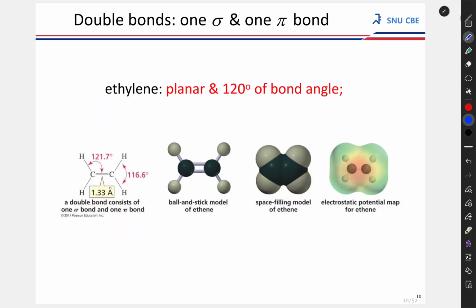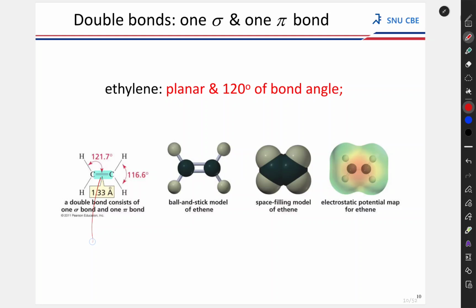Alright, that was the sp3 hybridized model. What about the other hybridization models, sp2 or sp hybridization? That's the next topic, and as a good exemplary molecule, we can think about ethylene. This is how ethylene looks, with a double bond between these two carbons. To rationalize the geometry of this molecule, you need sp2 hybridization.